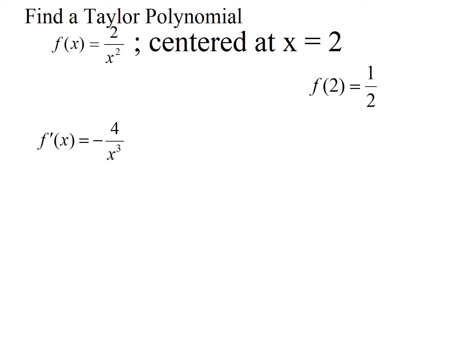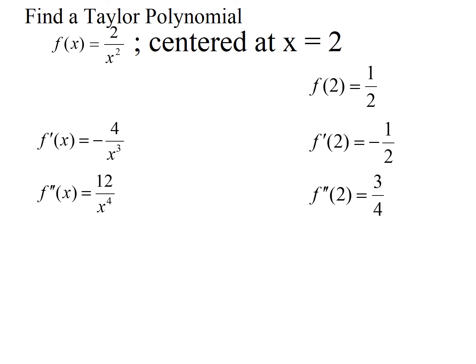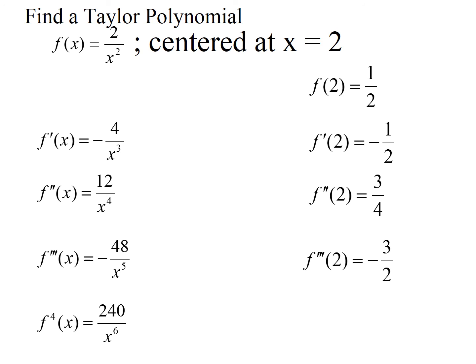And actually, f of 2 should be 1/4. No, it should be 1/2 because it's 2 on the top. I'm sorry. So the derivative of f of x is -4 over x cubed, and we evaluate that at 2 as well. Then we take the second derivative, evaluate it at 2. We take the third derivative, evaluate it at 2. And then we take the fourth derivative and evaluate that at 2 as well.